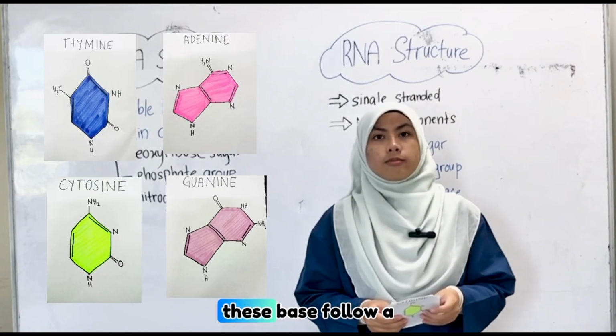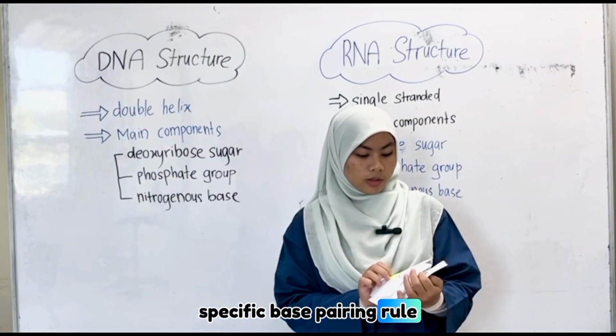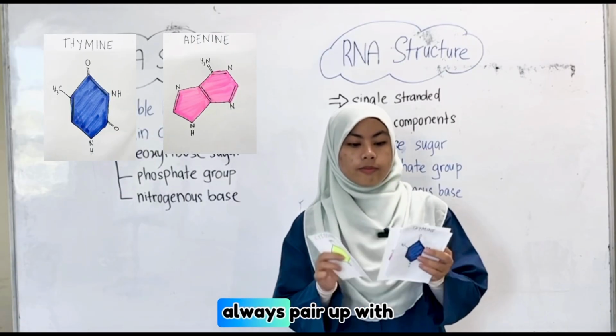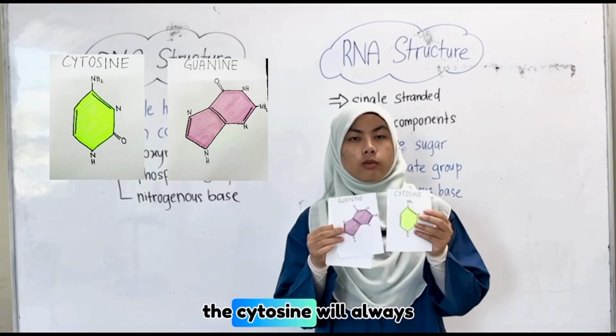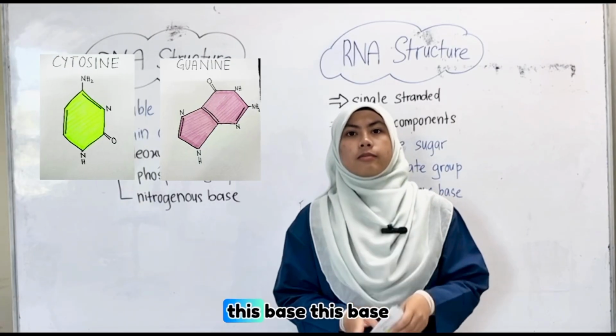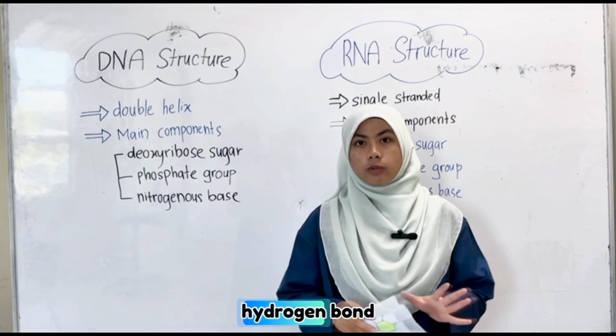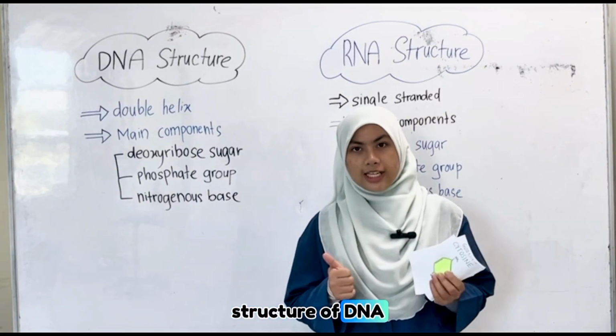In DNA, these bases follow a specific base pairing rule, where adenine will always pair up with thymine, and meanwhile cytosine will always pair up with guanine. These base pairs are connected by hydrogen bonds, which help stabilize the structure of DNA.